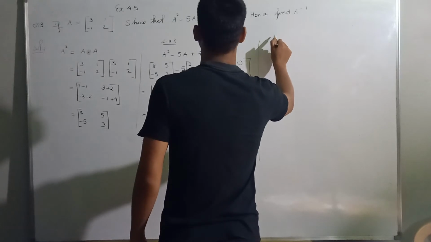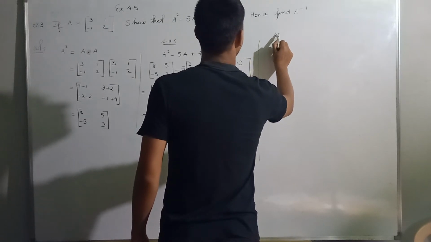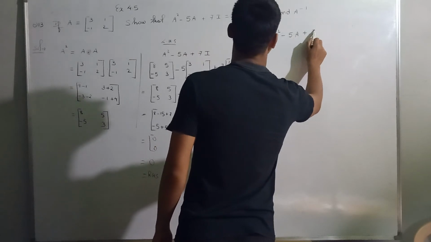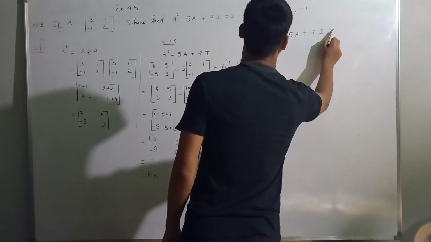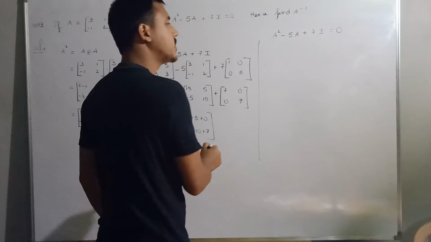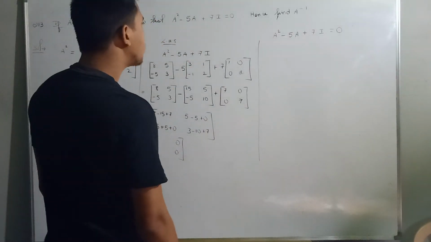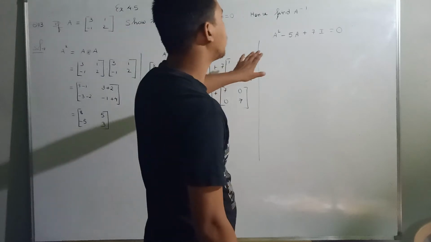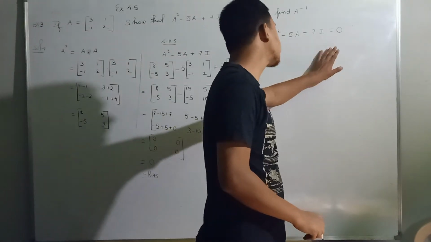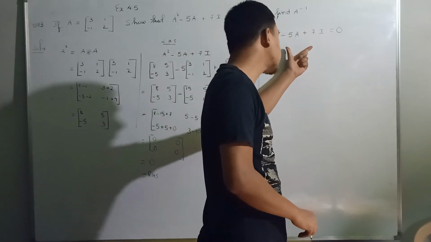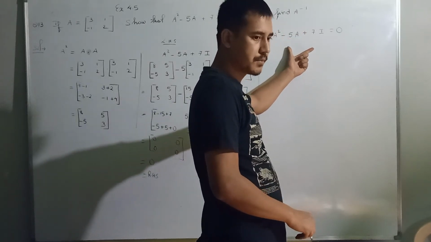Now we have A squared minus 5A plus 7I is equal to 0. We have this condition because we have proved this. Now what I'm going to do is, in order to find A inverse, I have to introduce A inverse over here.